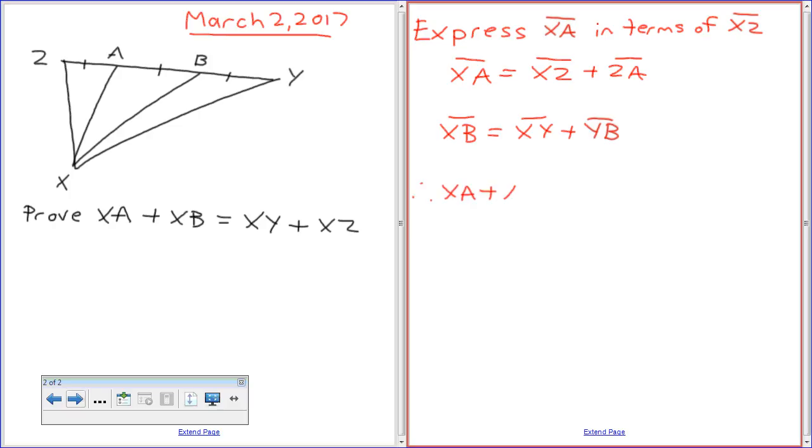XA plus XB equals XZ plus ZA plus XY plus YB. Okay, we want to have it equal to this. This is what we want, right? We want it to equal the right-hand side. Why am I sort of happy here? Why is it sort of starting to look good for me? I want you guys to think of this like identities from grade 11. Why is it starting to look good?